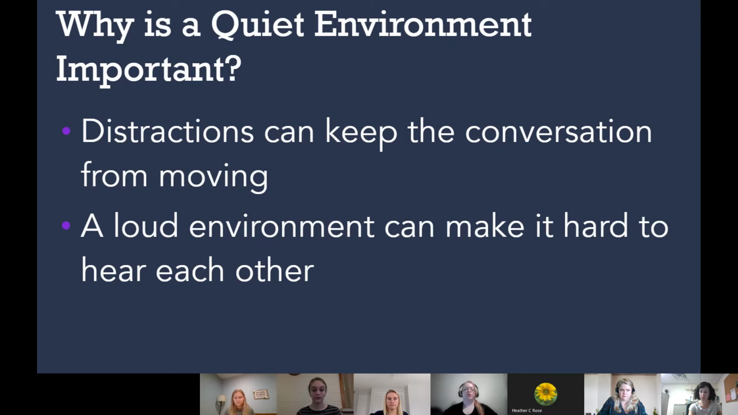It's because when meeting with other people, one should pay attention to the meeting, and having distractions can prevent people from doing that. When people are not paying attention, the conversation is not going to go anywhere. Also, in a loud environment, it can make it hard for people to hear each other and understand what the other person is saying. And a quiet environment can allow people to do that.